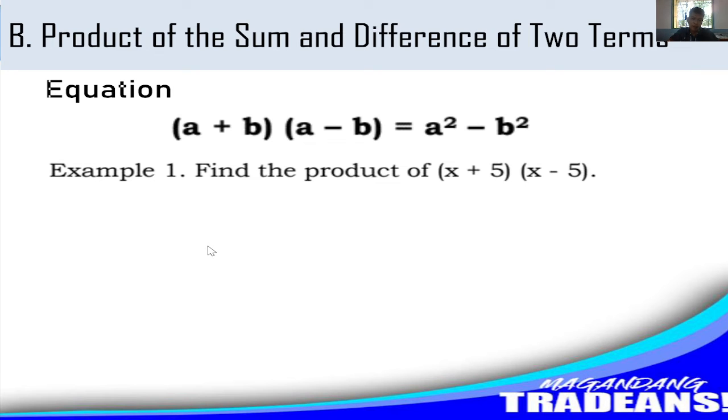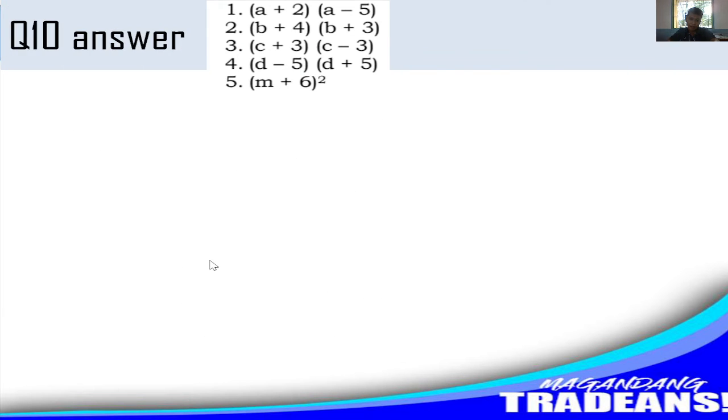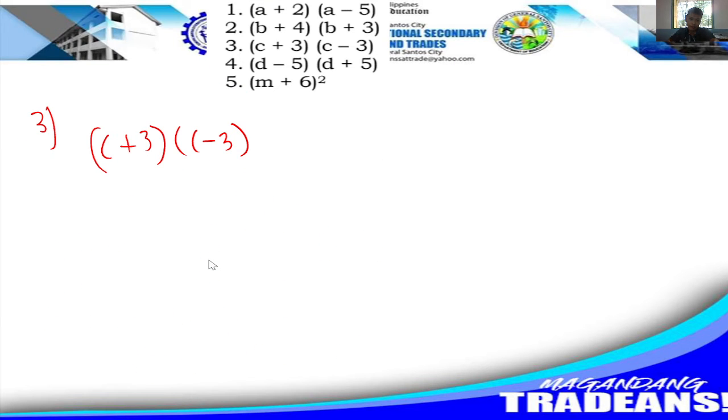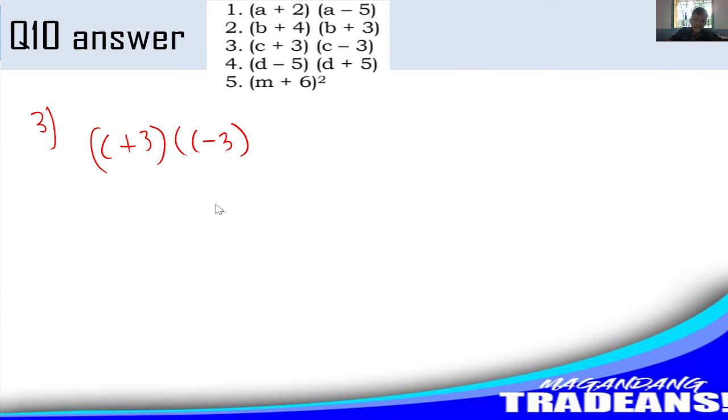Ito po. Kapag product of the sum and difference of two terms, a plus b, a minus b, ang sagot, a squared minus b squared lang. Ito yung a. Ito naman yung b. So, a squared minus b squared.